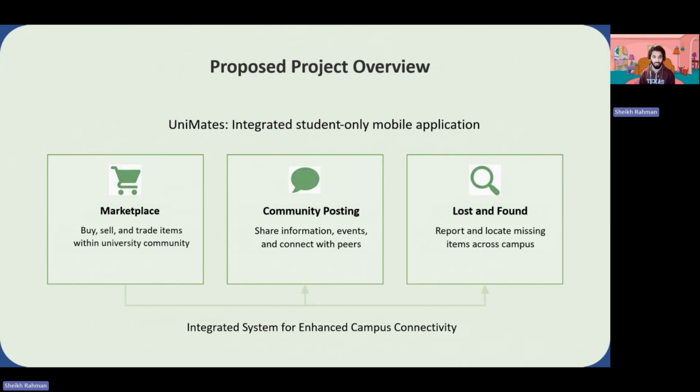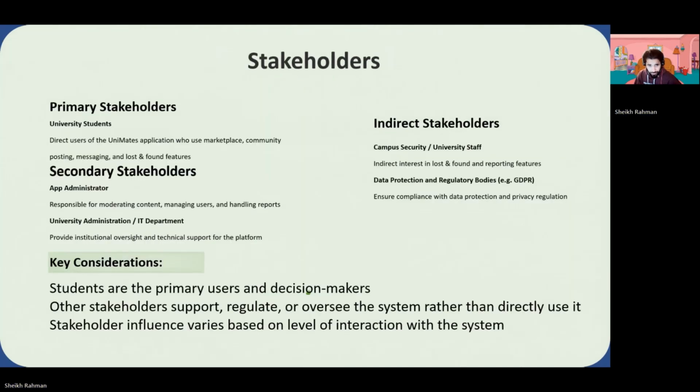The third feature is the lost and found, which allows students to report lost items and browse listings of found items across the campus. Together, these features create an integrated system designed to enhance campus connectivity and student collaboration. Now moving into the next slide.